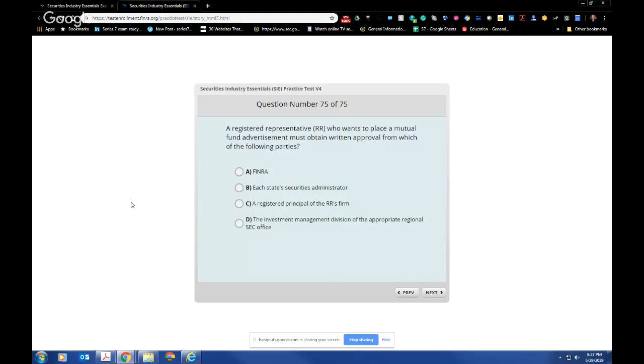An RR who wants to place a mutual fund advertisement must obtain written approval from which of the following parties? Okay, first of all, regulators don't approve anything. FINRA, no, out. State Securities Administrator, out. The SEC, out. So it's going to be the principal approves.